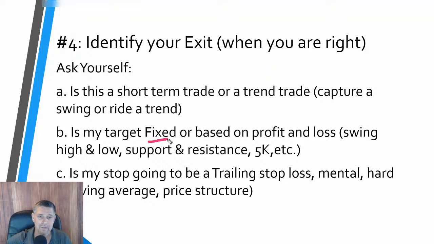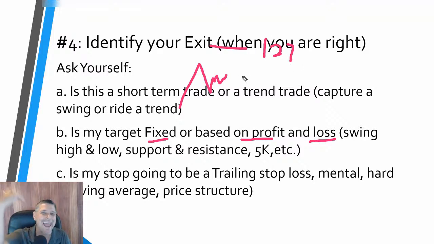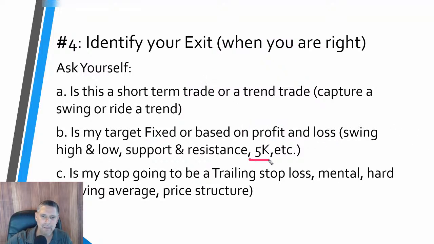Is my target going to be fixed, or is it going to be based on profit? In this case, it says loss, but it's more on the profit. So fixed means, again, we have maybe that 127 extension out of the squeeze, so I'm going to exit when it hits that. It's fixed. Or maybe we have a profit target. So the profit target might be things like, hey, listen, if I make $5,000 on this trade, I'm out.